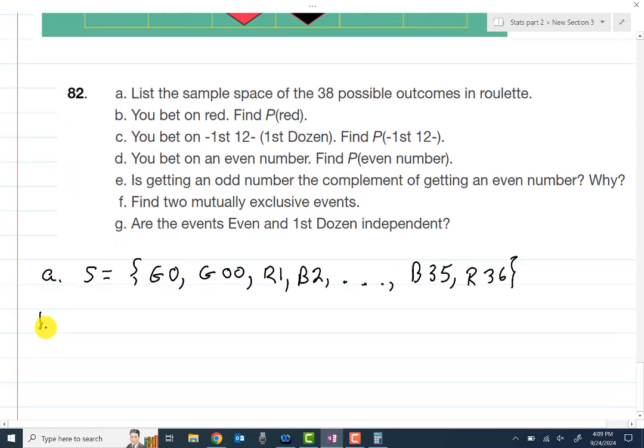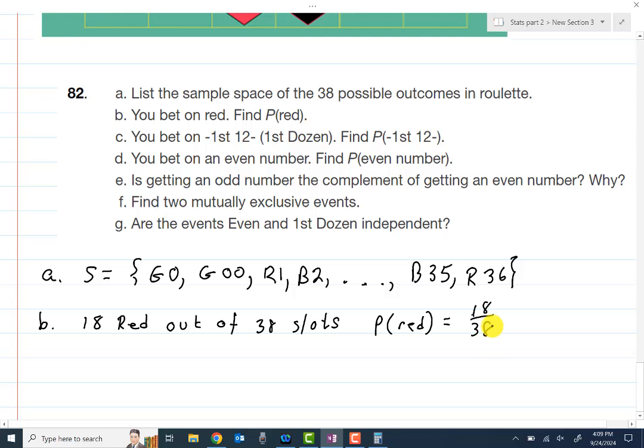All right, so now we start going through these. You bet on red. Well, there are 18 red out of 38 slots. So the probability of red is 18 out of 38. Same probability with the black ones.